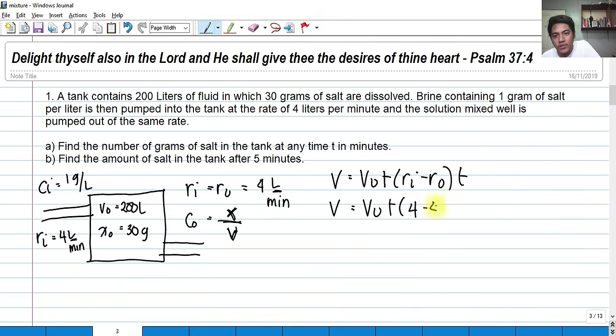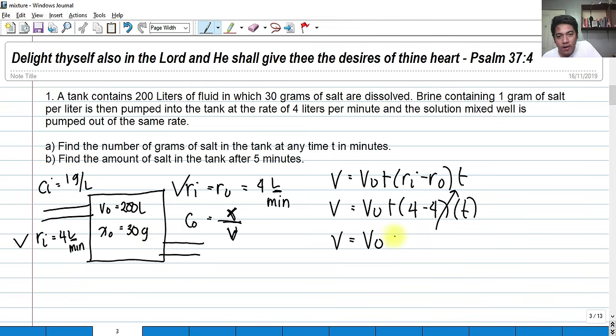So this is 4 minus 4 multiplied by any time t. We know that this would be 0 though. So the final volume would now be equal only to the initial volume, because logic tells us the rate at which it is coming in is the same as the rate it is coming out. It is pumped in at a rate of 4 liters per minute and pumped out at a rate of 4 liters per minute. So, at any time t, the volume inside the tank is the same.